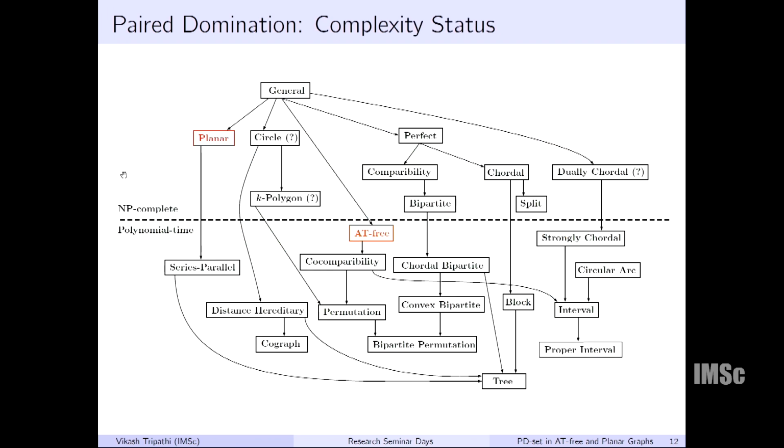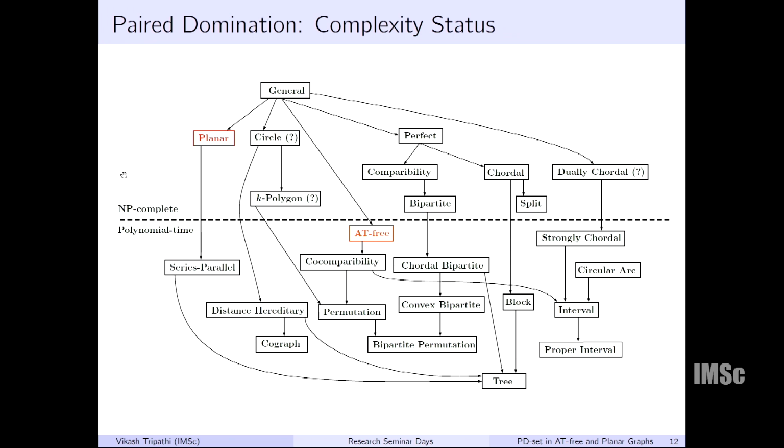So for the graph classes represented above the dotted line, the problem is NP-complete, and for the graph classes below the dotted line, the problem is polytime solvable. The complexity of the problem remained open for almost 7 years before we solved it on planar graphs, and we proved that it is NP-complete for planar graphs.